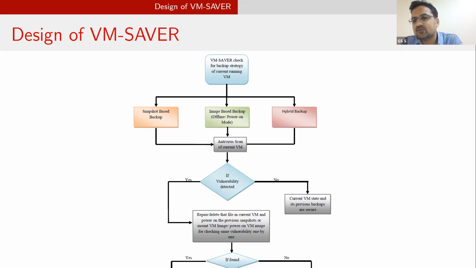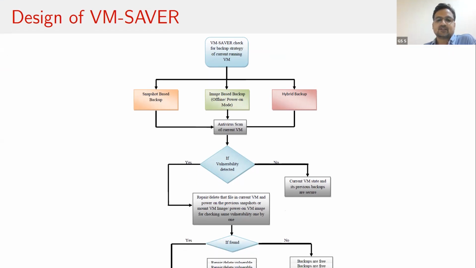Can anybody tell me what we mean by mounting? What do we mean by mounting? See, mounting necessarily means mounting a file system, mounting a VM disk. So I am mounting it for reading the contents, not running the VM. So we will mount it, repair the disk, and store it again. This is what they are doing.